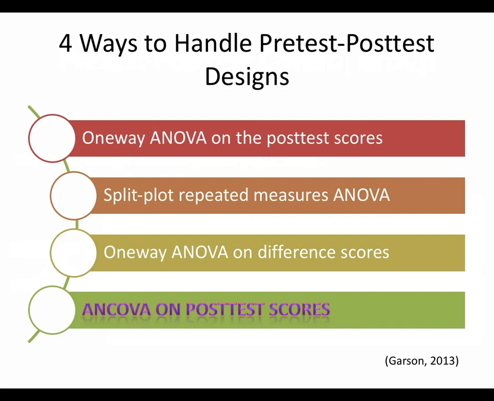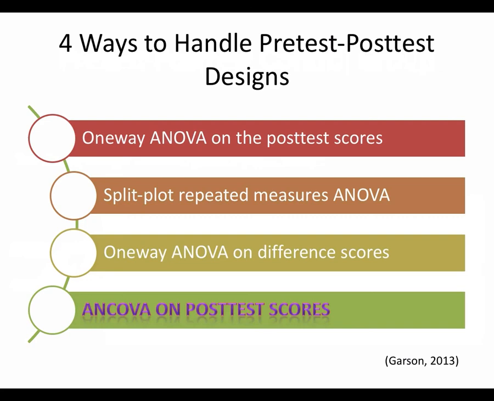One-way ANOVA with only the post-test. This is one way. Split plot, or in other words, mixed design, so the one that Lauren mentioned. And then one-way ANOVA on difference scores, looking at how much their scores changed, how much they lowered, and then just using a one-way ANOVA to compare.